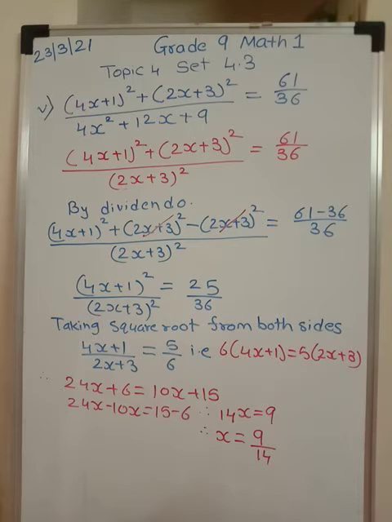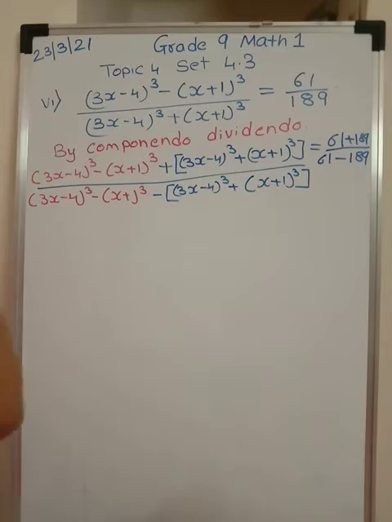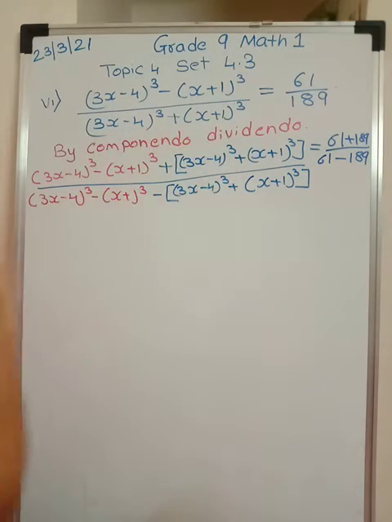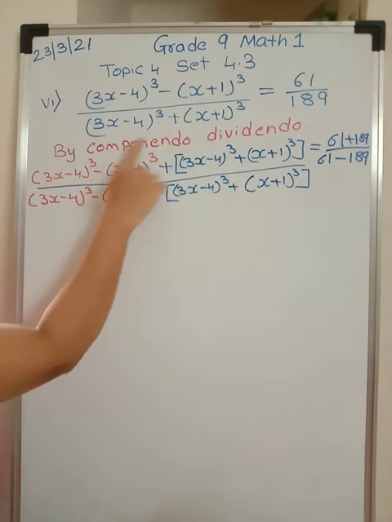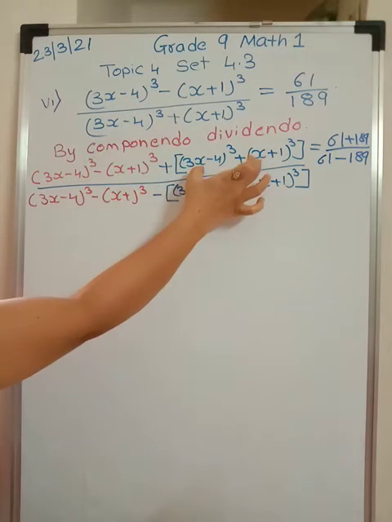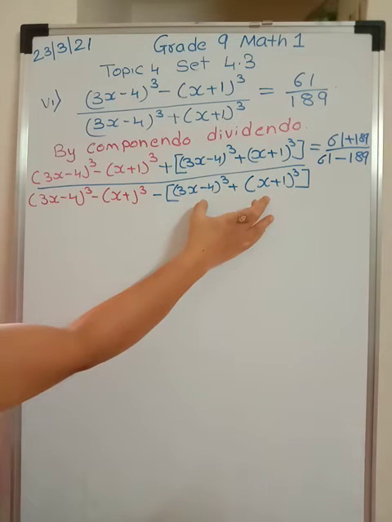Please pause the video, understand each step, then do it by yourself and cross check. Okay. Now let us go for the last question, from question number 4, set 4.3, that is the sixth one. Now let us go to the sixth problem. See, this numerator upon denominator is equal to 61 upon 189. Now I have used componendo dividendo. That means numerator plus denominator divided by numerator minus denominator.